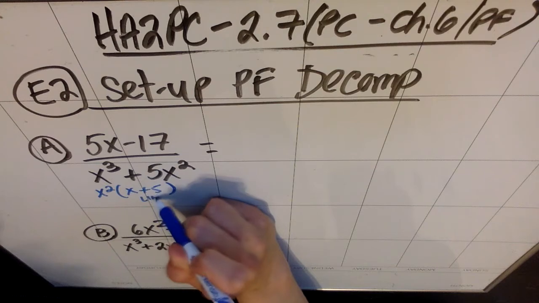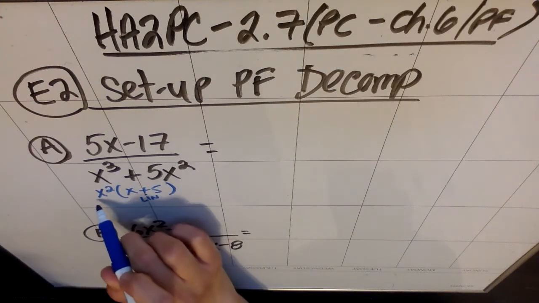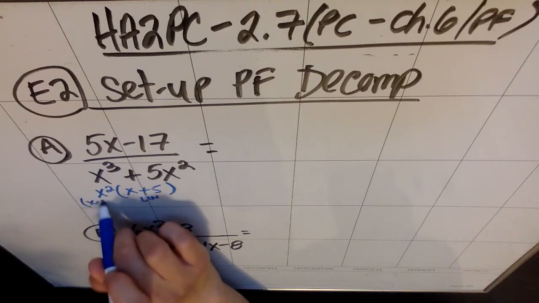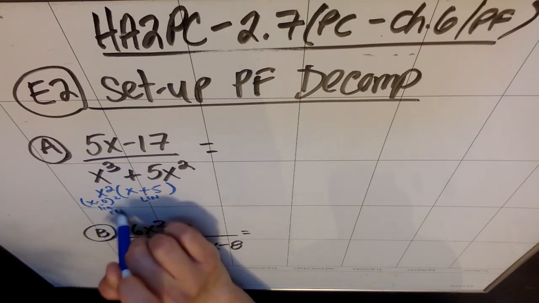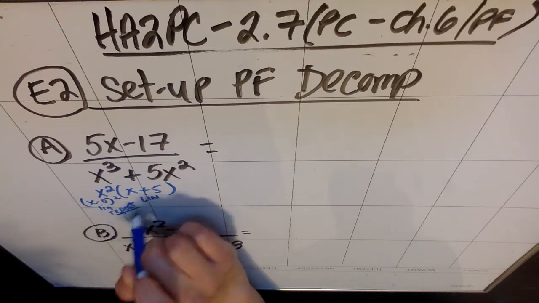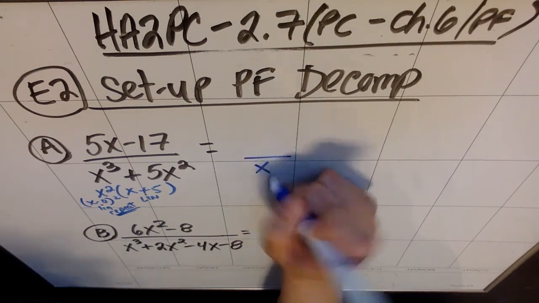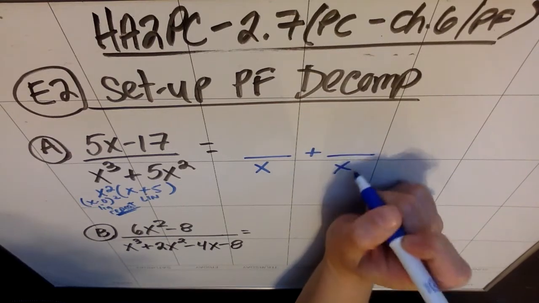X plus 5 is clearly a linear factor, but x squared is actually a repeat linear factor. This is like an x minus 0 quantity squared, for lack of a better way to say it. This is a linear repeat factor. It's not a quadratic factor that's prime. It actually is a linear factor that happens twice. It's x times x, right? So I'm going to get an x plus an x squared, right?